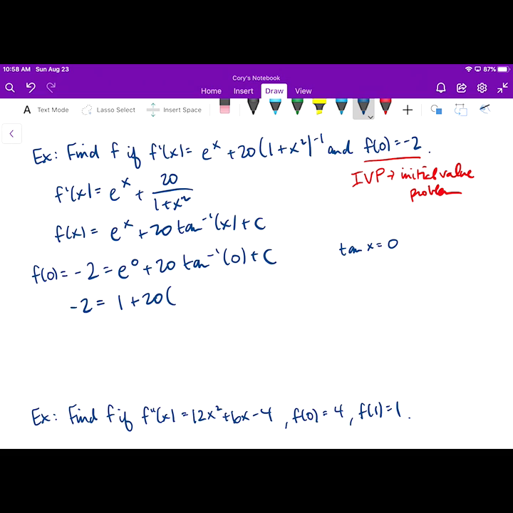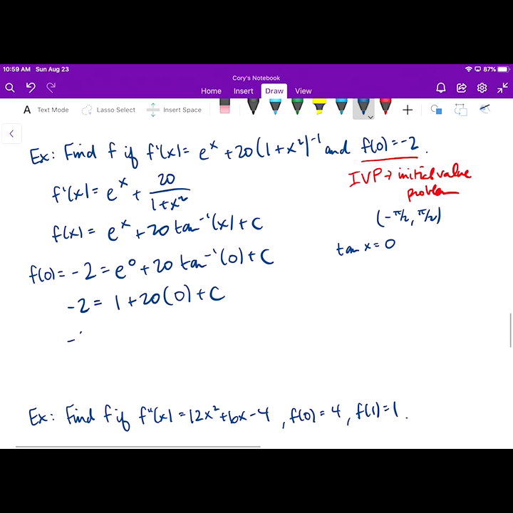And we know our angle measures for tangent have to be between negative pi over 2 and pi over 2. So the tangent of what angle between negative pi over 2 and pi over 2 is 0? Well, that's going to be equal to 0. Okay, so then we have our equation becoming negative 2 equal to 1 plus c, which makes c equal to negative 3.